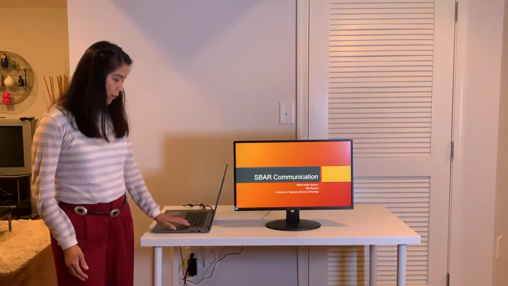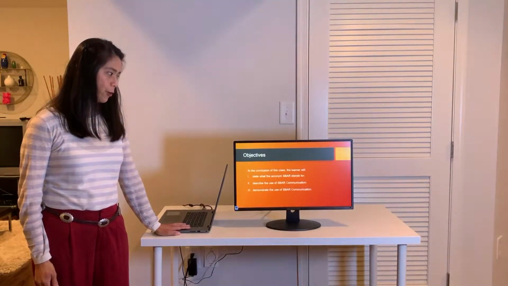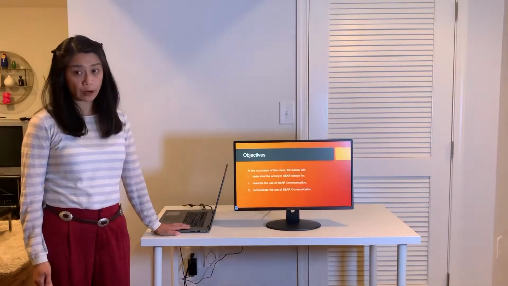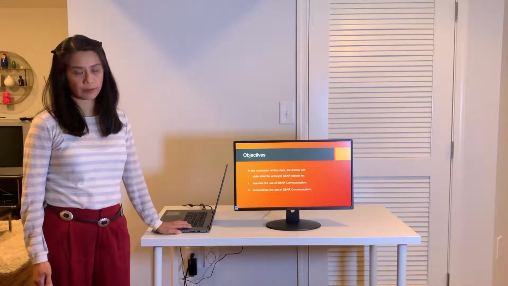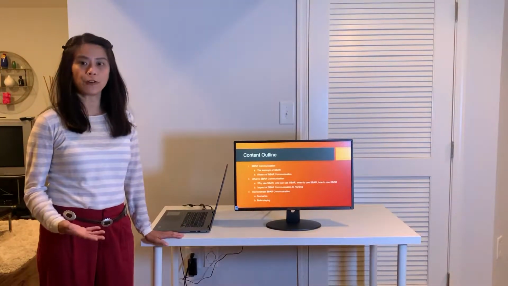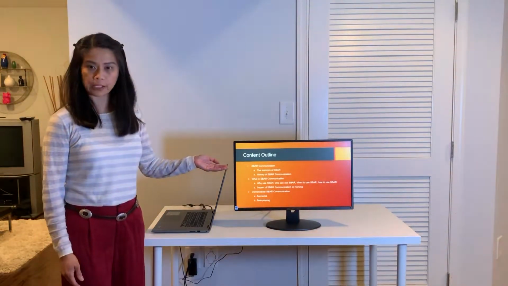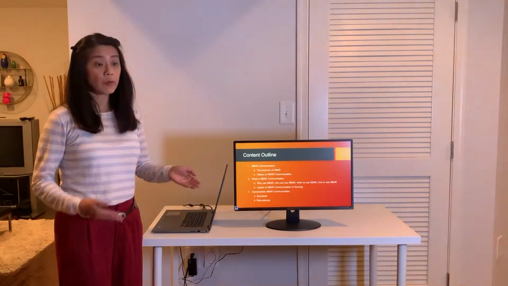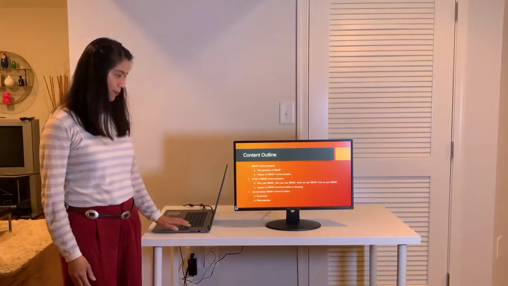The objectives of our learning for today: at the conclusion of this class, the learner will state the acronym SBAR, describe the use of SBAR communication, and demonstrate the use of SBAR communication. This is the overview of our lecture for today. We're going to talk about SBAR communication, what is SBAR communication, and we'll have the opportunity to practice SBAR communication.